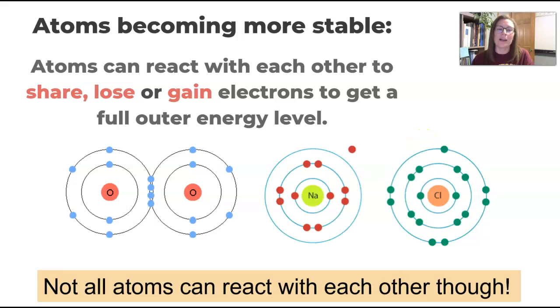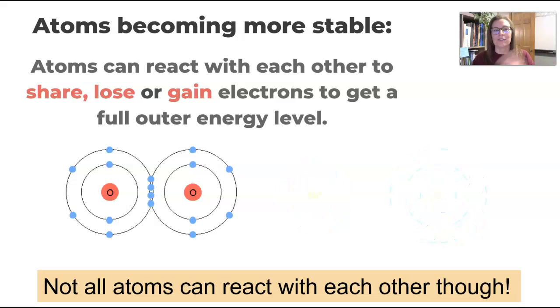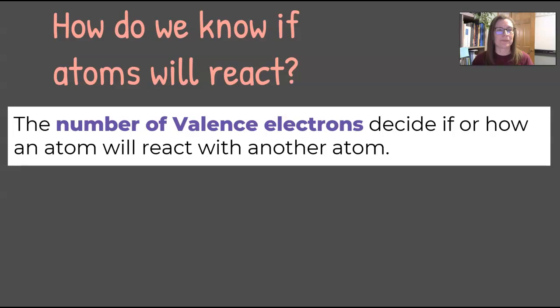All right, so not all atoms can react with each other though, and we're going to be learning more about that after winter break. So how do I know if two atoms will react? Well, the number of valence electrons decides if or how an atom will react with another atom.